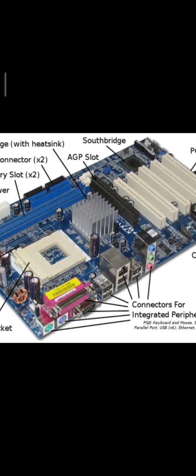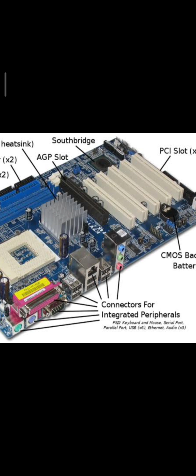Now we'll look at the connectors for integrated peripherals. These kinds of ports are used to connect external devices to the motherboard. For example, the PS2. Now this is the PlayStation, which was a second model quite far back in time. Now there are the PS4 and PS5, advanced versions of it. These peripheral connectors are used for keyboards and mouse, serial ports, parallel ports, USBs, and then Ethernet and audio. We can access a lot of things with these connectors. So they're used in the motherboard to connect external devices.